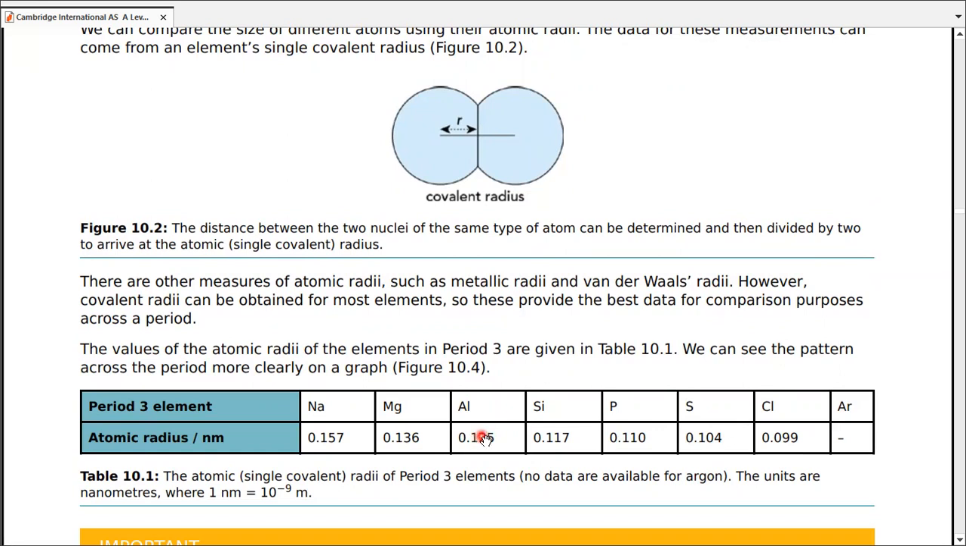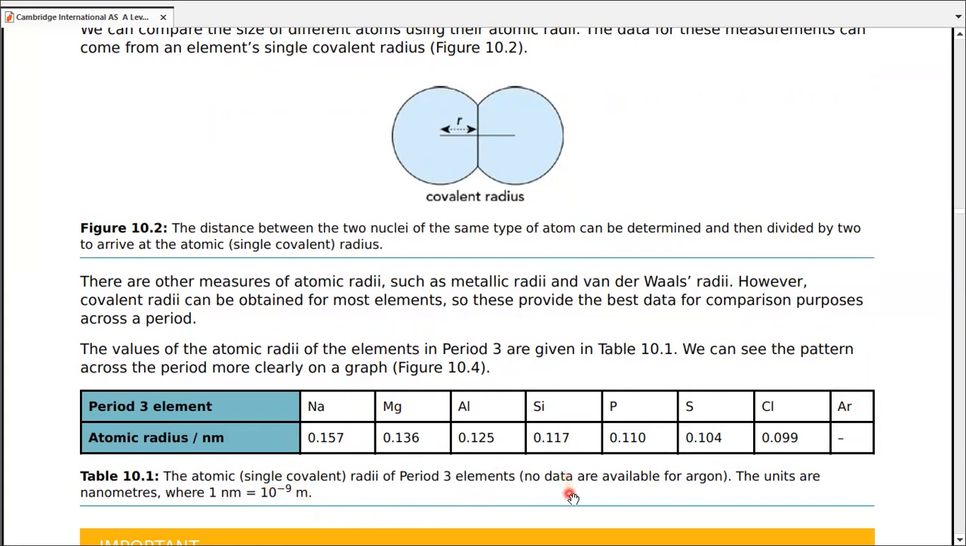However, covalent radii can be obtained for most elements. These provide the best data for comparison purposes across a period. The values of atomic radii for period 3 are given in table 10.1. We can see the pattern across the period more clearly. You have the table right in front of you. These are period 3 elements. We have started from sodium all the way to argon. And as you can see, the atomic radii are decreasing when we move from left to right across the period in the periodic table. The atomic radius is given in nanometers, where 1 nanometer is equal to 10 raised to the power minus 9 meters.